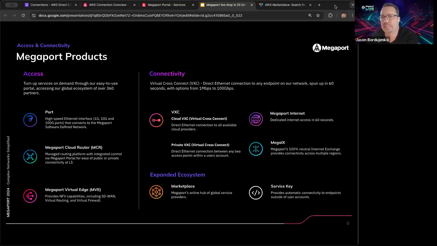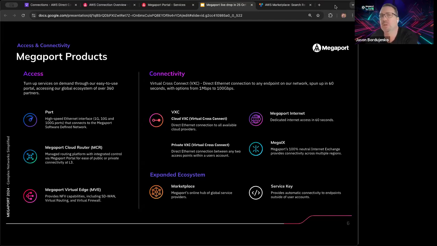And that is a layer 2 connection, or a VLAN, and it can extend between any of those different access products we spoke about. So a port to a port to an MCR, or let's say an MVE to a port as well. Any of those combinations can be taken up there.